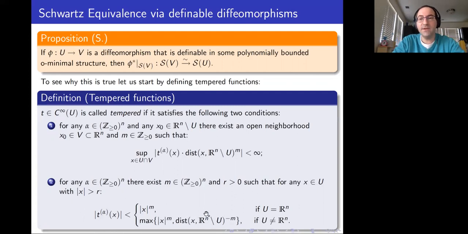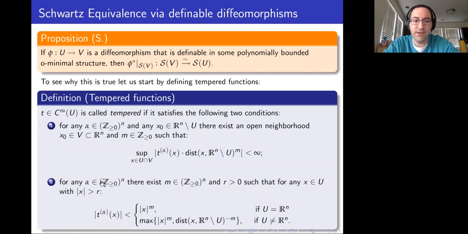And this distance, you can believe me that it's equivalent to the distance to the point at infinity if you want. So you can compactify, you can do a one point rational compactification of Rn, and then this is kind of equivalent to saying that you're tempered in the sense of 1 at infinity.